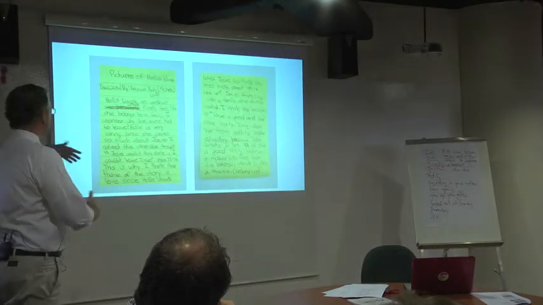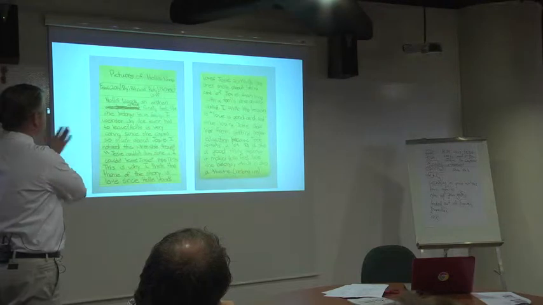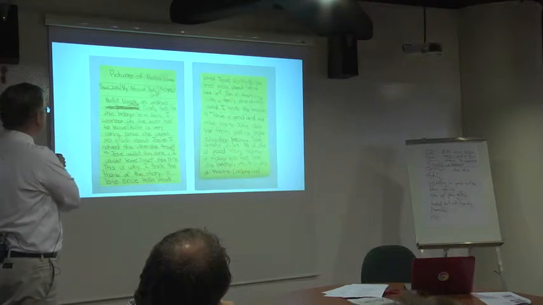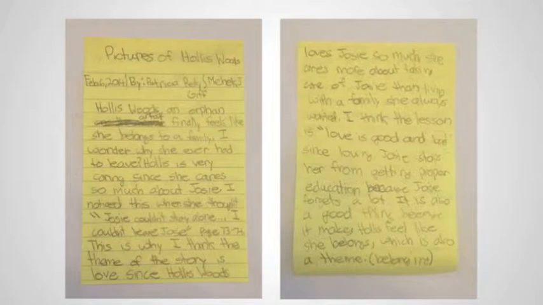So this is the kind of thinking I would do. I would say, okay, what is she able to do? What is she doing? So she says, Hollis Woods, an orphan artist, finally feels like she belongs to a family. I wonder why she ever had to leave. Hollis is very caring. So there's inference already on a trait.